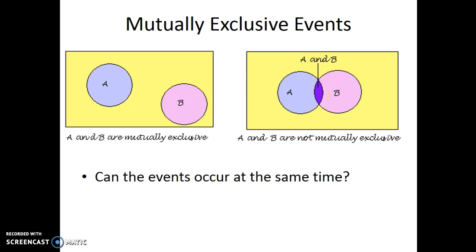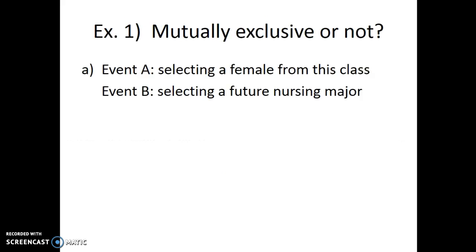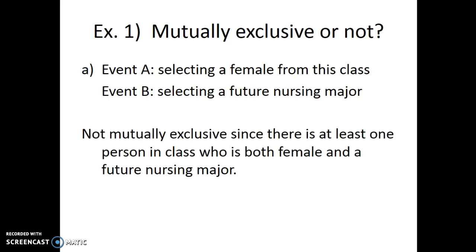Or maybe we could talk about the events of pulling a card out of a deck of cards and getting a red card for event A and getting a heart for event B. There are definitely ways to be in both events. So if I was in class, I'd ask people to raise their hand if they're a female, and then I'd ask people to raise their hand if they're future nursing majors. We're assuming that these are not mutually exclusive because I'm pretty sure there's at least one of you in here who is both a female and a future nursing major. If there's overlap between the events, they're not mutually exclusive.